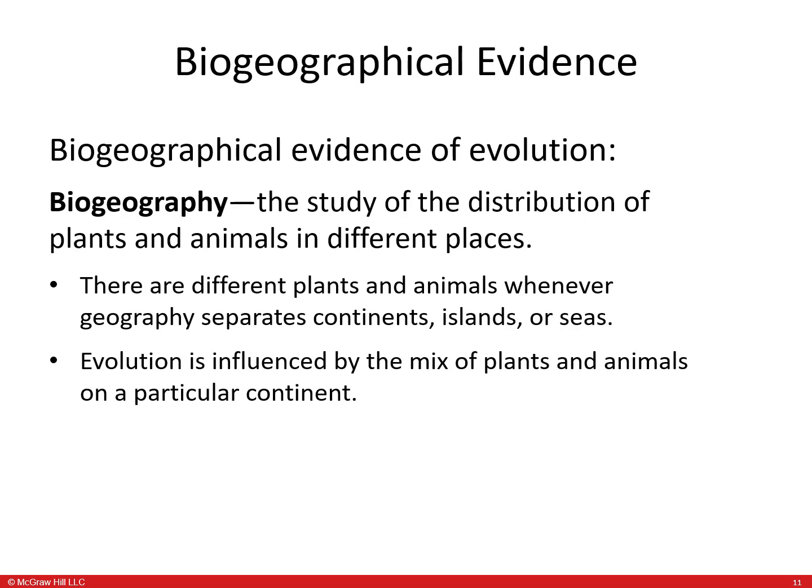Besides fossils, we also have what we call biogeographical evidence of evolution. Biogeography is the study of the distribution of plants and animals in different places. There are different plants and animals whenever geography separates continents, islands, or seas. Evolution is influenced by the mix of plants and animals on a particular continent.